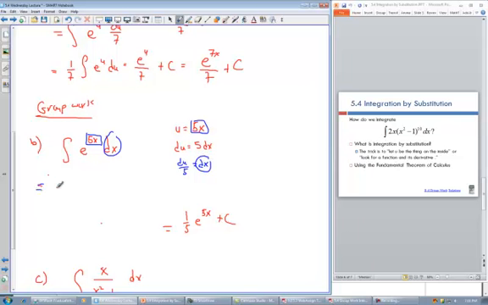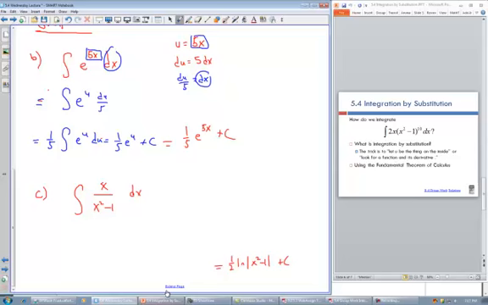So this is going to be equal to the integral of e to the u times du over 5. And I can pull out the 1/5. Right, so pull out that 5 in the denominator. So I get 1/5 the integral of e to the u du, which equals 1/5 e to the u, because the integral of e to the u is e to the u, plus c. And I substitute back in, so u is 5x, so I put a 5x where I see a u, and I get my answer.